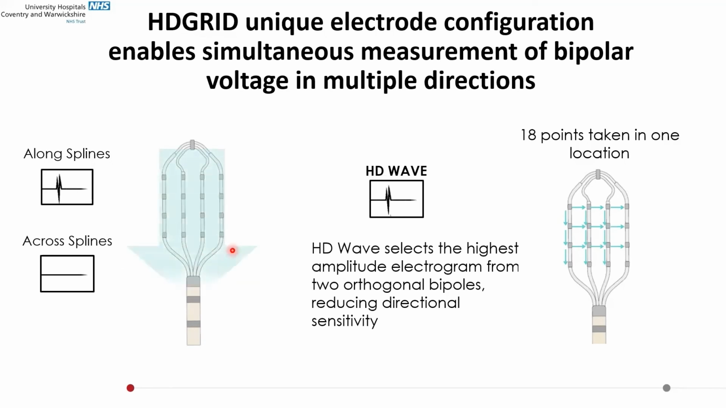And the beauty of this catheter is that it has helped us to overcome bipolar blindness. Here you see wavefront activation from top to bottom and the linear spline to pick up this. If the wavefront direction alters, the linear splines see nothing, but the orthogonal vector poles then pick up the bipolar EGM and the wavefront activation.